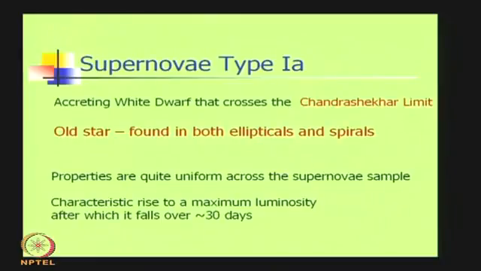That is the crucial point. We would like to use them as standard candles, and they have a characteristic rise. If you look at the flux coming as a function of time, that is what is called the light curve, and the light curve shows a characteristic rise to a maximum luminosity, and then it falls off, and the whole thing occurs over a period of around 30 days.